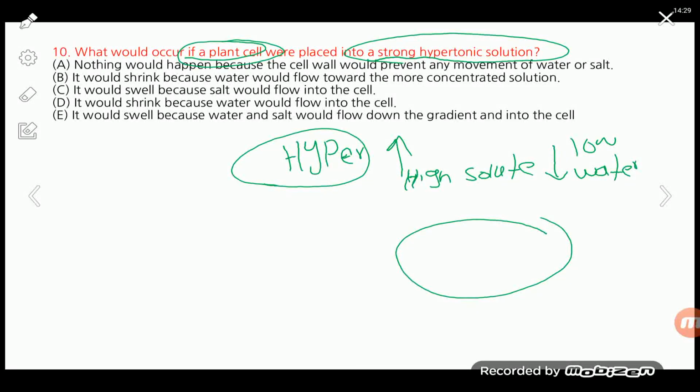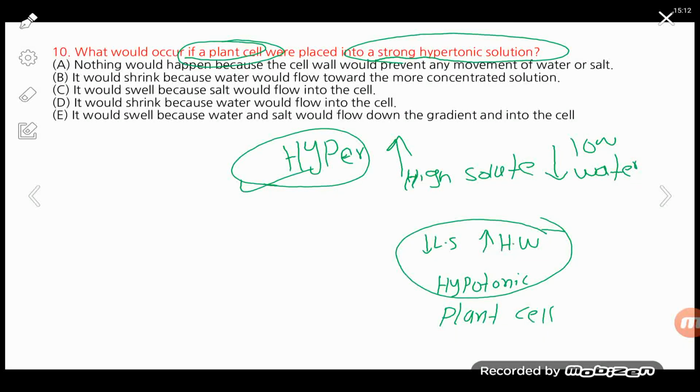Okay, so this is the plant cell. Let me write, this is the plant cell. So when the outside is hypertonic, inside the cell it will be hypotonic. Hypotonic means low solute. I will write it by LS. It means low solute. So when solute is low, the concentration of the solute, it means high water. Okay, HW, it means high amount of water.